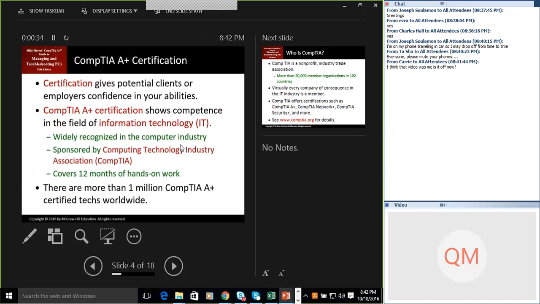So when people want to say they want to take a bachelor's in computer science, but they really just want to fix PCs and network computers, then we need to lead you down the path of certification, and that's the path that we're going down now. So the A+ certification shows competence in information technology, and we know information technology is our field of work.